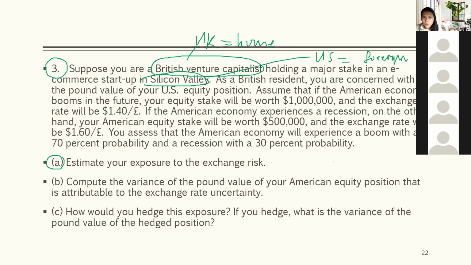So in this case, you invest in American equities, and you think that in the future there could be two possible scenarios: a boom and a downturn. In the boom time, your asset value is going to be worth 1 million USD. The exchange rate is going to be $1.4 per pound. In the second scenario, when the American economy has a recession, your asset value is going to be only 500,000, and the exchange rate is going to be $1.6 per pound. You also estimate that there is a 70% chance of a boom and a 30% chance of a recession.